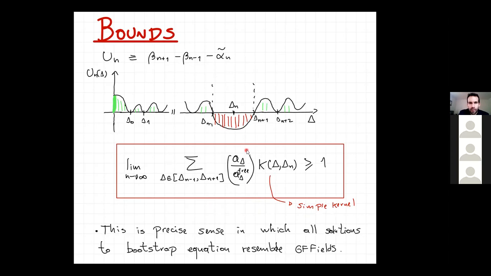Could you elaborate on how you constructed this functional UN? Could we have any other choice of construction that would have satisfied our condition? Like, you chose this beta n plus 1 and beta n minus 1. If I wanted to find this bin around delta 0, then I'd have to, I guess, put n equal to 0. Then how would I interpret this? Or could I use some other kind?